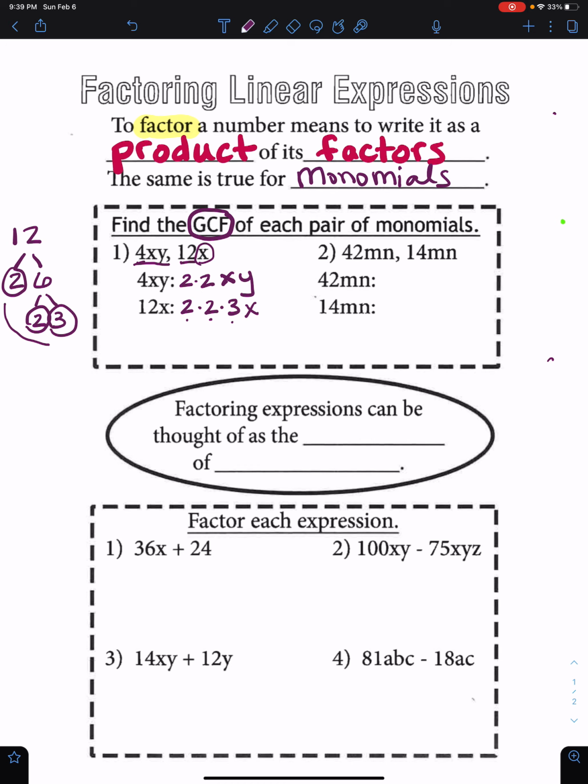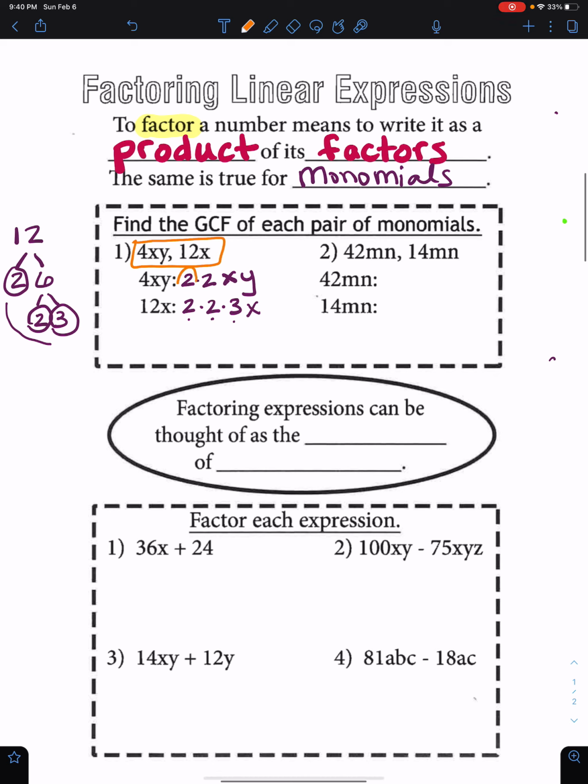The whole point of that was to find the greatest common factor, where the directions say to find the greatest common factor of each pair of monomials. So for finding the greatest common factor of 4xy and 12x, we're going to circle what they have in common. They have a pair of 2's, another pair of 2's, and an x. So the greatest common factor is 2 times 2 times x, or just 4x.